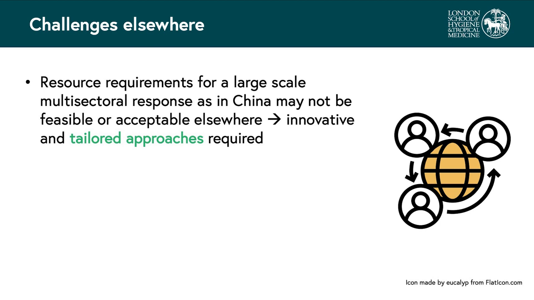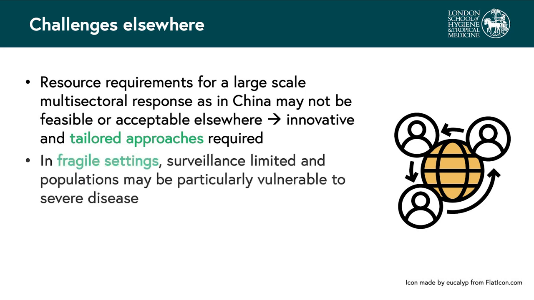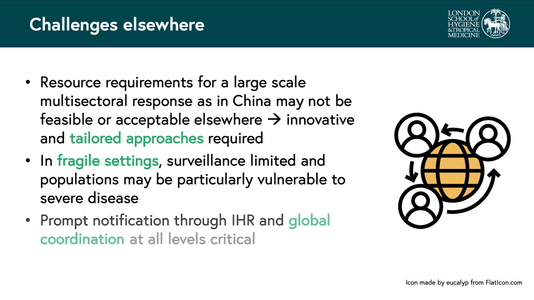China's interventions, however, may not be replicable in other settings. In particular, the resources for such interventions may be difficult to find, where public health and health infrastructure is much more limited. In more fragile settings, the burden of disease may be high, as both surveillance and response capacity is limited, and populations may be more vulnerable to severe disease. In all this, global coordination and communication at all levels is essential.